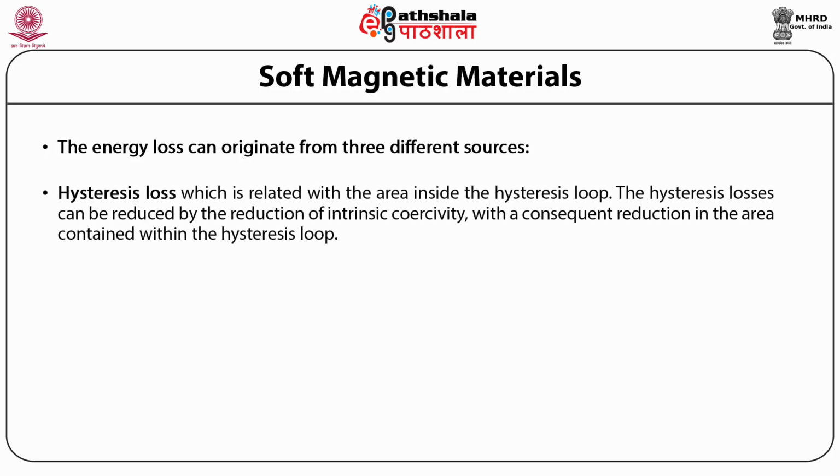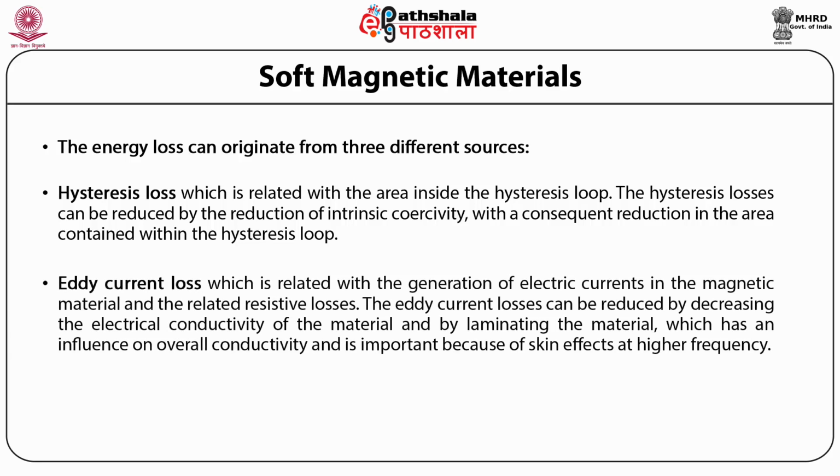Number 1, the hysteresis loss, which is related to the area inside the hysteresis loop. The hysteresis losses can be reduced by reducing the intrinsic coercivity, with a consequent reduction in the area within the hysteresis loop. Second is eddy current loss, which is related to the generation of electric currents in the magnetic material and the related resistive losses.